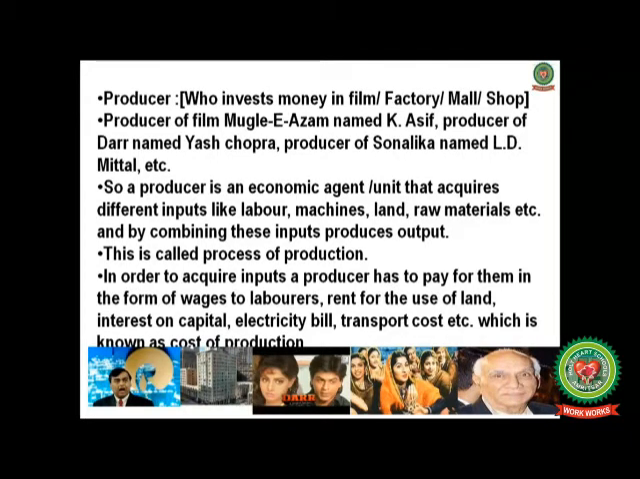In order to acquire inputs, a producer has to pay or reward them for their services. Like when they pay wages to the laborers, wages are the reward for the laborers, and when they pay rent for the use of land, interest for the use of capital, electricity bill payment, transport cost, all these are known as the cost of production.